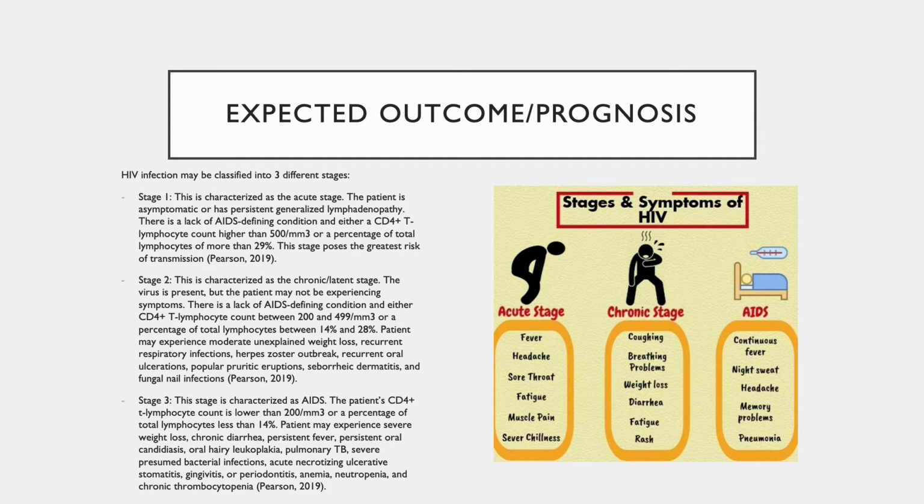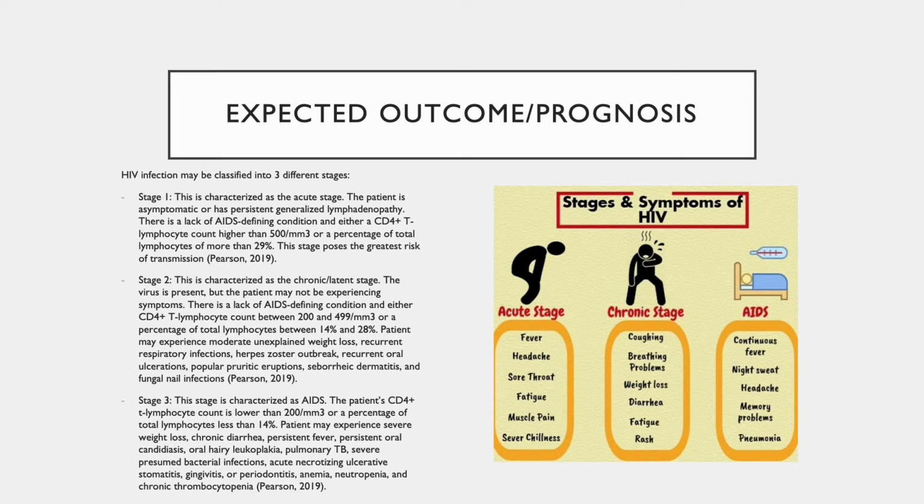Stage 2 is characterized as the chronic or latent stage. The virus is present, but the patient may not be experiencing symptoms. There is a lack of AIDS-defining condition and either CD4 plus T lymphocyte count between 200 and 499 or a percentage of total lymphocytes between 14% and 28%. Patient may experience moderate unexplained weight loss, recurrent respiratory infections, herpes zoster outbreak, recurrent oral ulcerations, papular pruritic eruptions, seborrheic dermatitis, and fungal nail infections.